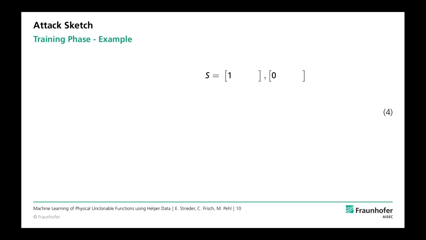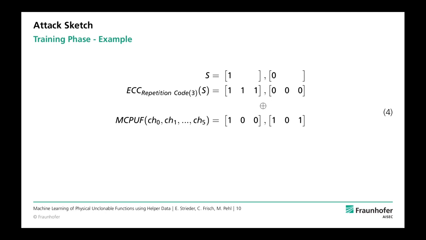We have a secret, which has in this example only 2 bits, 1 and 0. The secret is fed bitwise into the error correction code. In this example, a repetition code, which repeats every bit 3 times. Each code word has to be masked by the path. Therefore, we need 6 challenges, which are applied to the multi-challenge path to receive 6 response bits. With these responses, the 2 code words are masked and stored as helper data.